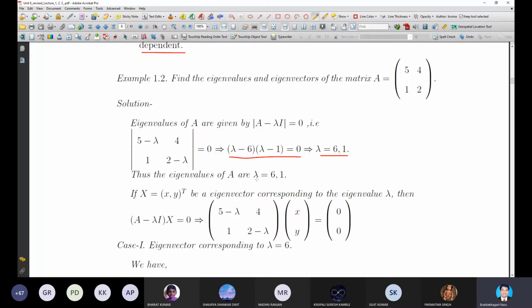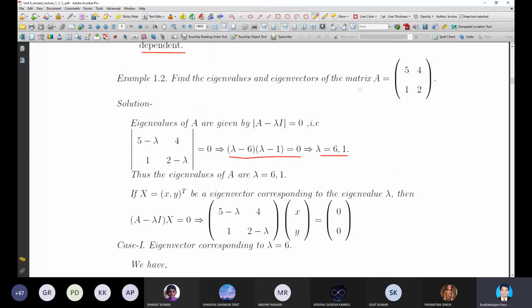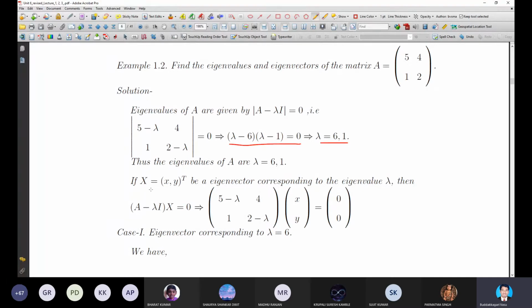Now you have to find the eigenvectors, that means the corresponding solution of Ax is equal to lambda x for each eigenvalue, 6 and 1. Because A is a 2 by 2 matrix, the vector can be taken with 2 elements only. So x is equal to (x, y) transpose.